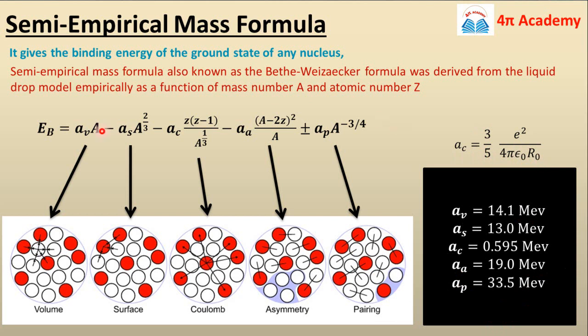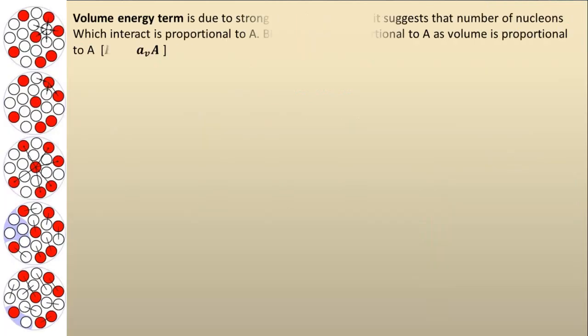Okay, so this semi-empirical mass formula is very important. Just remember this formula, and you can note it down in some diary or something, so that for last-time preparation you can easily revise it, because it's going to be very important. Now let's discuss in detail the terms in the binding energy formula.